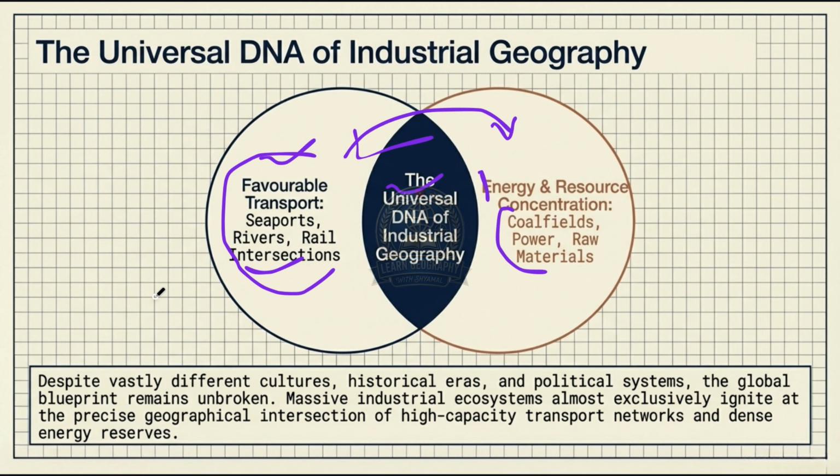Despite vastly different cultures, historical eras and political systems, the global blueprint remains unbroken. Massive industrial ecosystems almost exclusively ignite at the precise geographical intersections of high-capacity transport networks and dense energy reserves.